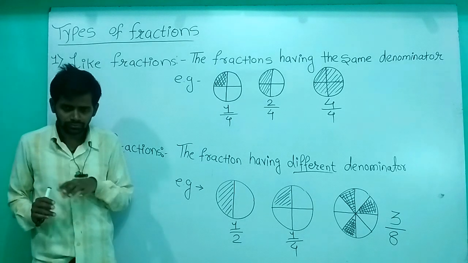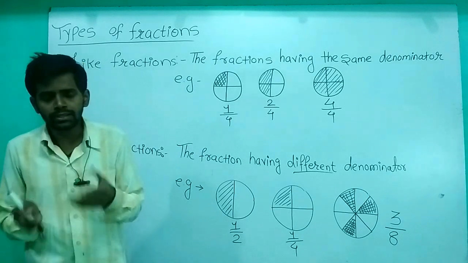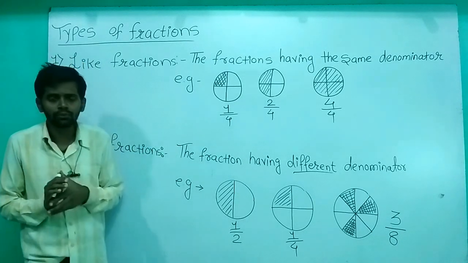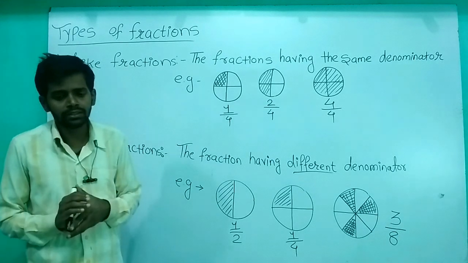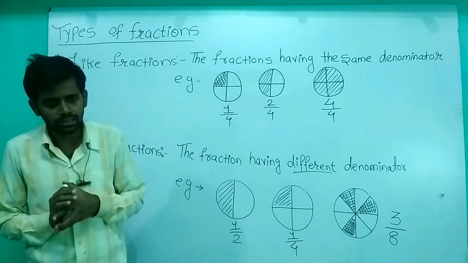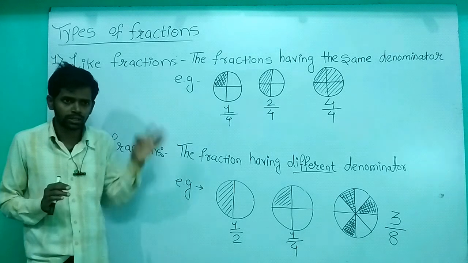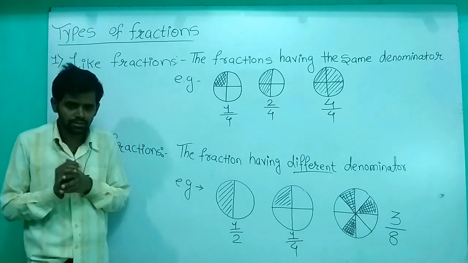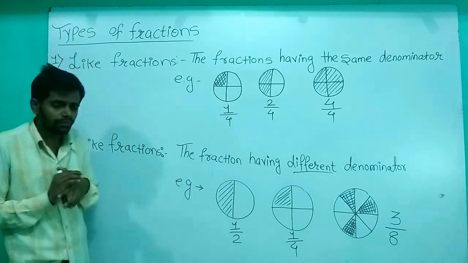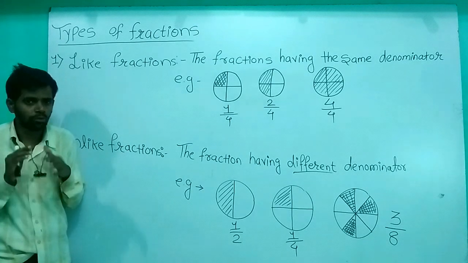And then now you can see another photograph towards my left hand side. And in this photograph you can see the like and unlike fractions both are there. Okay, ऊपर साइड में like fractions है और नीचे साइड में unlike fractions है. I hope you understand. बहुत simple है.